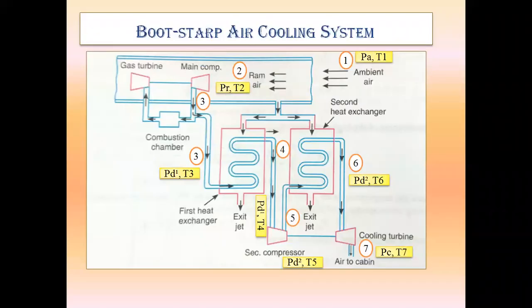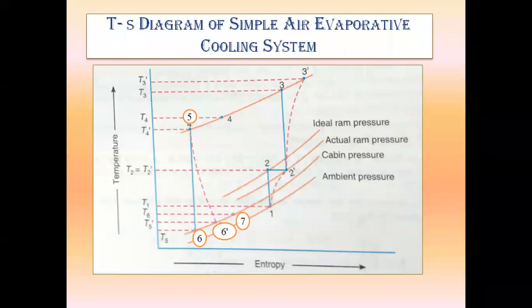So in our last lecture, we have completed the simple air cooling system. After that, the simple air evaporative cooling system, and we have seen the TS diagram for the simple air cooling system as well as the simple air evaporative cooling system. So we know the application of simple air cooling or simple air evaporative cooling system: for aeroplanes which have very low speed, we use the simple air cooling system or simple air evaporative cooling system.